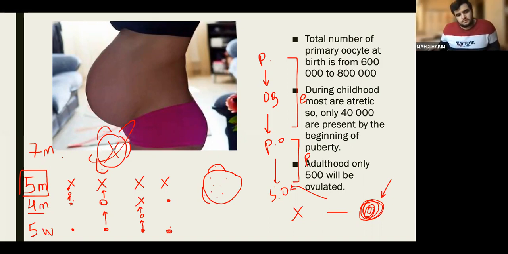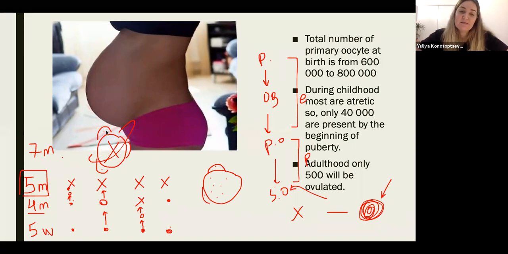So what do we need to do? We need to freeze this primary oocyte until puberty. How do we do so? Follicular cells start to secrete a substance. This substance is known as OMI. OMI stands for oocyte maturation inhibitor. So this substance, OMI, is secreted by the follicular cells.